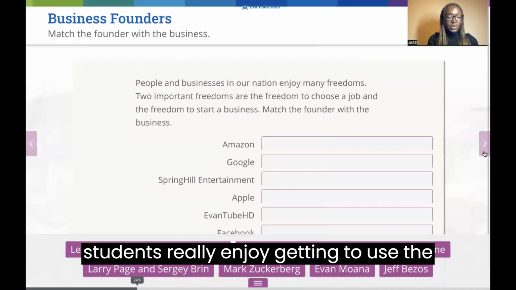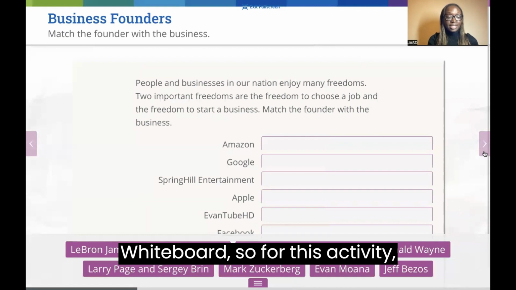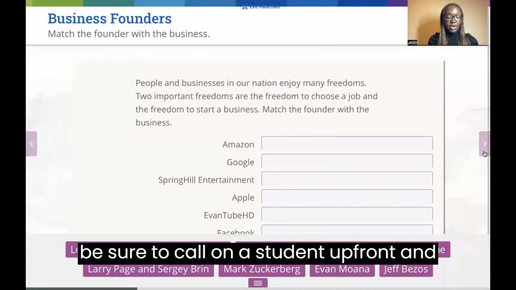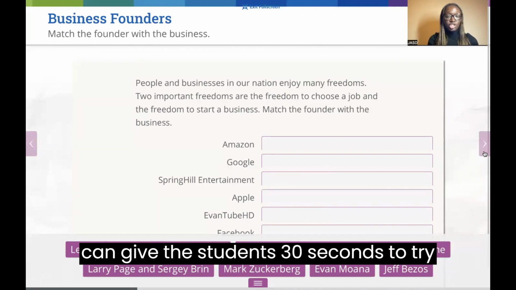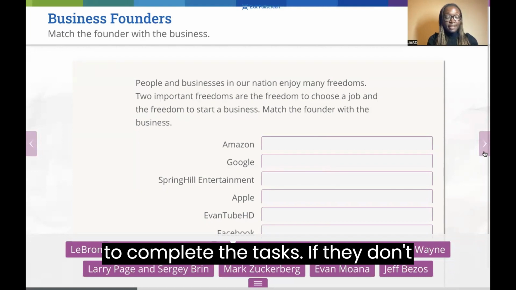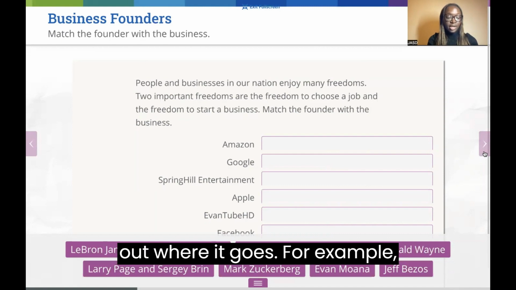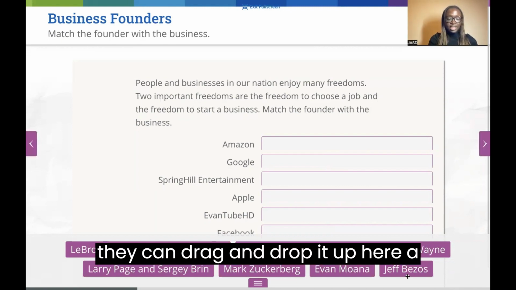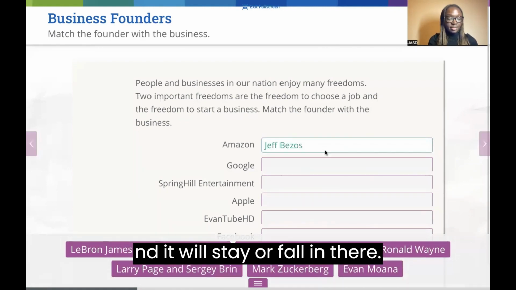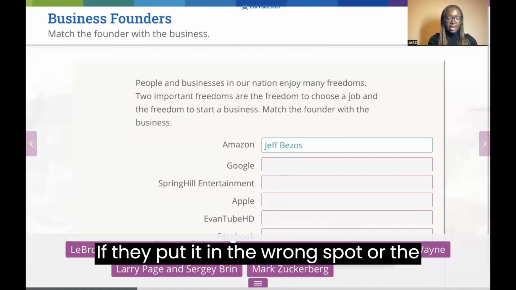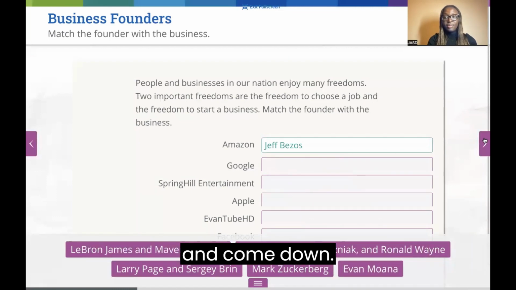The students really enjoy getting to use the smartboard or interactive whiteboard. So for this activity, be sure to call on a student up front and have them help drag and drop. You can give the students 30 seconds to try to complete the task. If they don't know the answer, their class will shout out to them to help figure out where it goes. For example, they can drag and drop it up here, and it will stay or fall in there. If they put it in the wrong spot or the wrong category, it's going to shake back and come down.